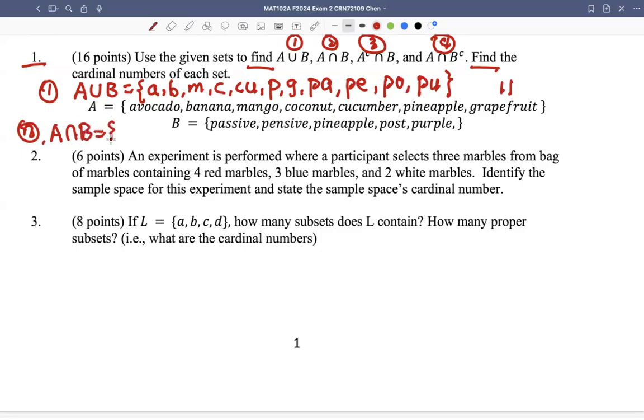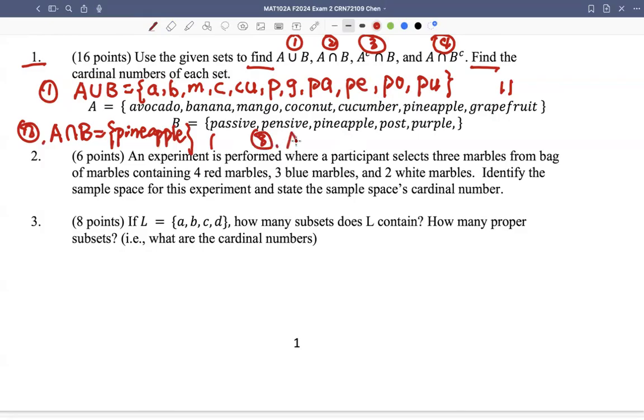Now, the second one, A intersect with B. That means the elements in A also in B. Only pineapple is in both. So just write P, or the pineapple. Intersection, so only one element. So write 1 on the side to indicate that it's a cardinal number. Now 3.